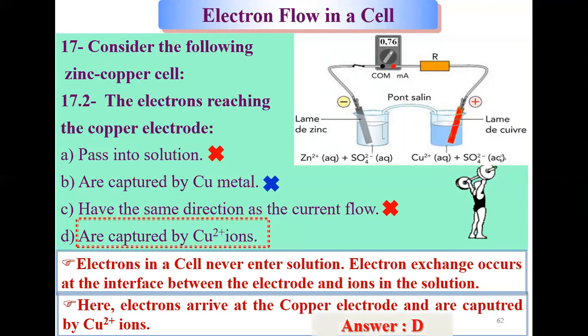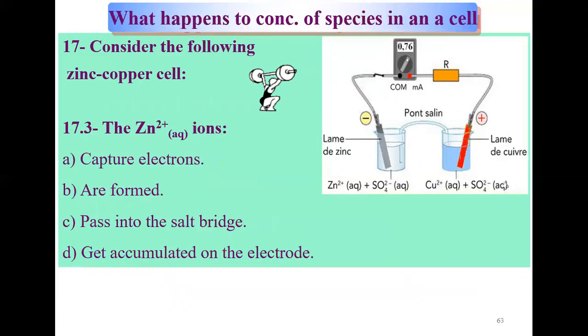And so the answer is D. Okay. The zinc 2+ ions, what happens to the zinc 2+ that is here? Remember, what happens on this side is what? Oxidation. What do we mean? What's the half reaction that's taking place?